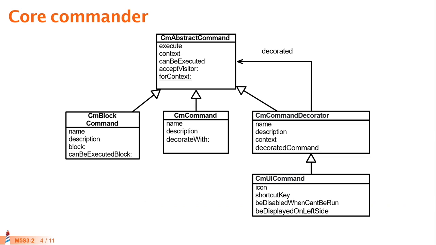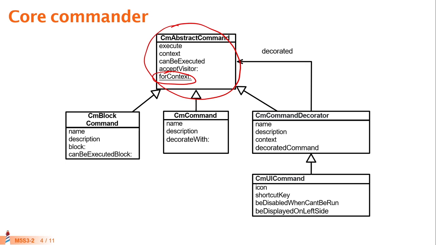We can see here a class diagram of how Commander is structured. We have a common abstract class for all our commands that has the common behavior, and so we can reuse the behavior of it. All the commands can understand a class method to create them, called for context, that receives the context of execution.